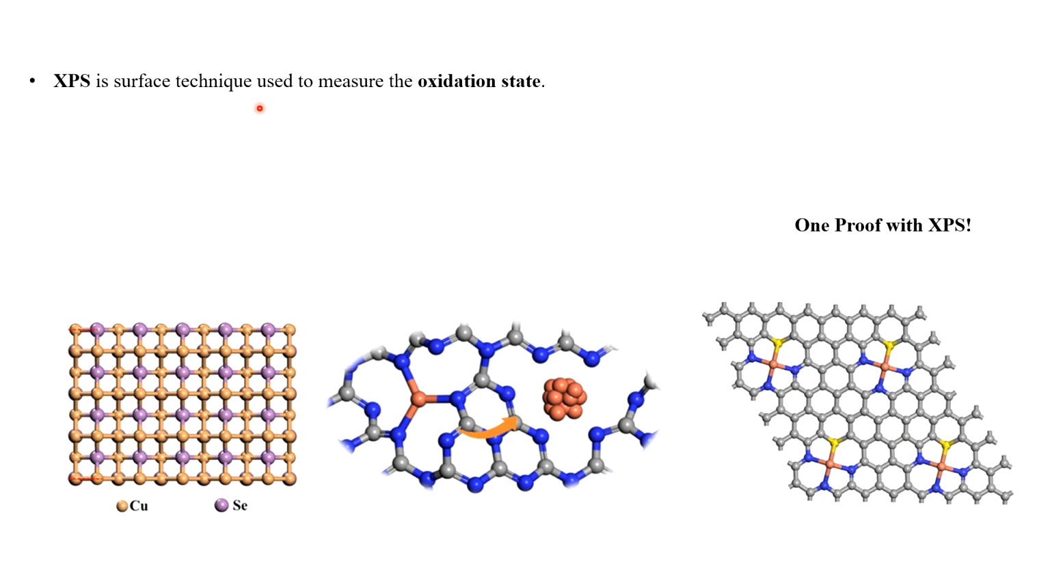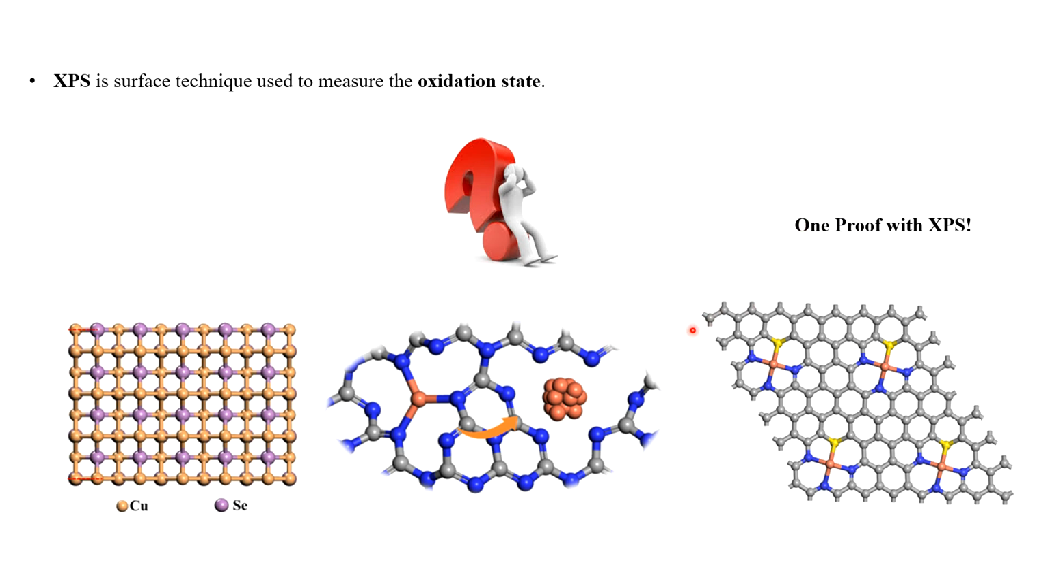XPS is a surface technique which is used to measure the oxidation state. But the thing is, if we prepare some kind of material, then how can we know which specific material we have prepared? XPS can tell us. XPS can give the answer, but XPS is just one proof.